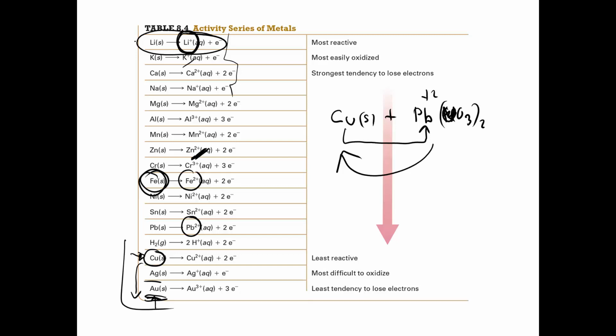And we would not use any of these reactive metals, calcium or iron, like iron nails. If anything, we use galvanized nails, right? And galvanized nails are covered in zinc. Okay.